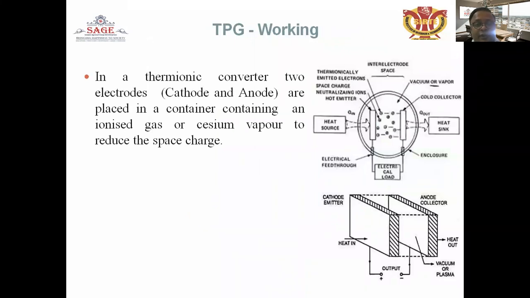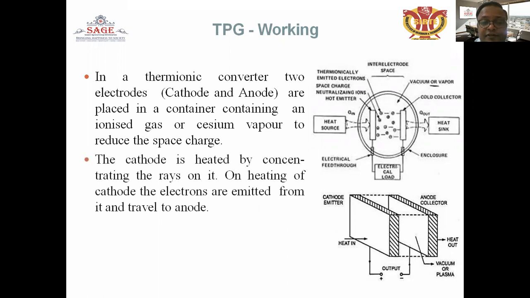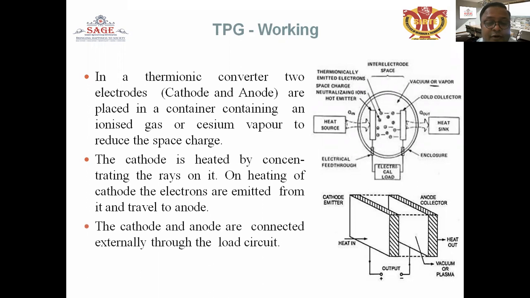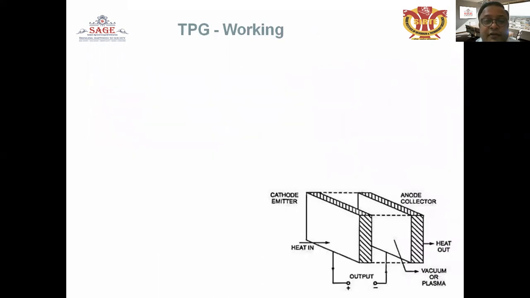In a thermionic converter, two electrodes, cathode and anode, are placed in a container containing ionized gas or cesium vapor to reduce the space charges. Already discussed in the previous slide was how the thermoelectric power generator works. The cathode is heated by concentrating the rays on it. On heating the cathode, electrons are emitted from it and travel to the anode side. The cathode and the anode are connected externally through the load circuit.